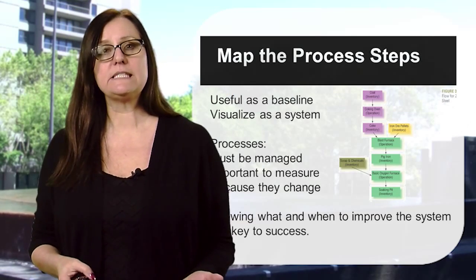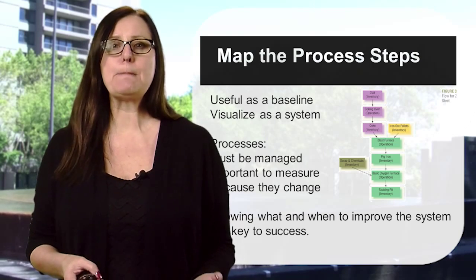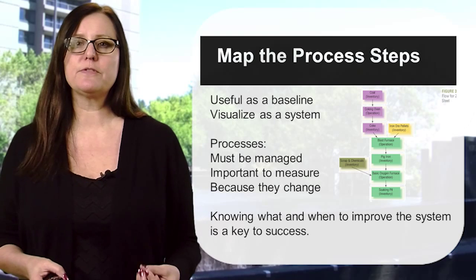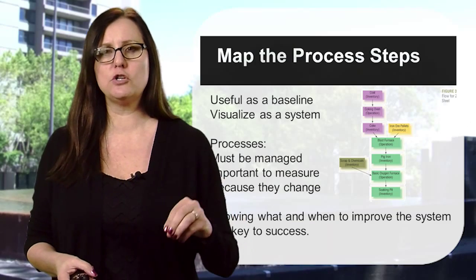Okay, here's an example that I thought was pretty useful on 3.5. So I just ran through this. You can visualize the system once you map all the processes together and link them in a flow. And you can see the purple and the green, these are different components of the processes. Okay, so you need to have a good map.